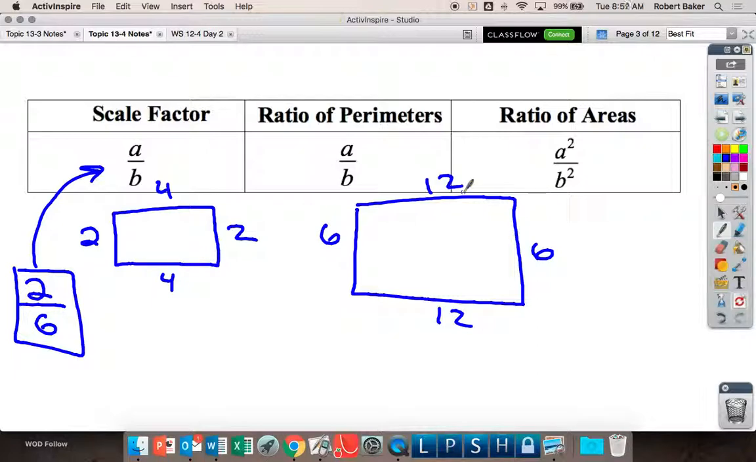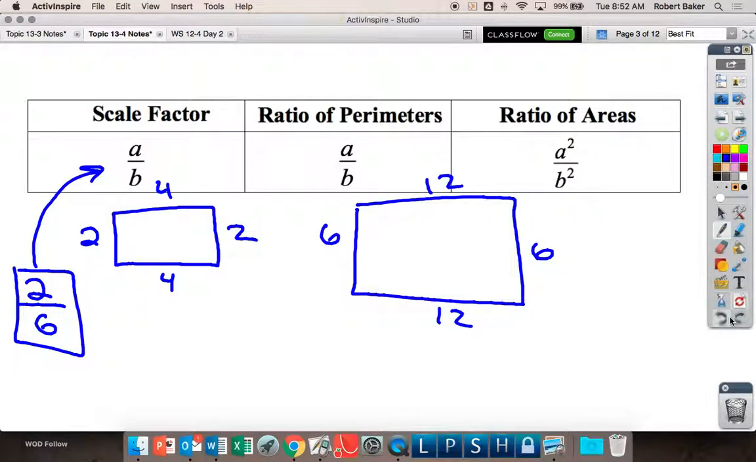So the perimeter of the small shape is 4 plus 4 plus 2 plus 2, or 12. The perimeter of the big shape is 36. And those two proportions are equivalent to each other. Does that kind of make sense? So if you cross multiply, 2 times 36 is 72, and 12 times 6 is 72. It makes equivalent proportions.